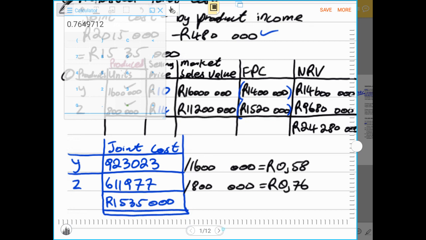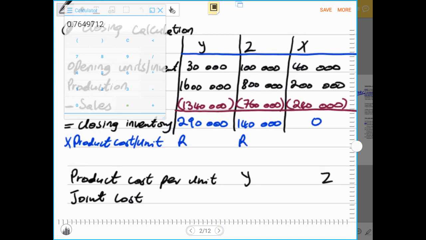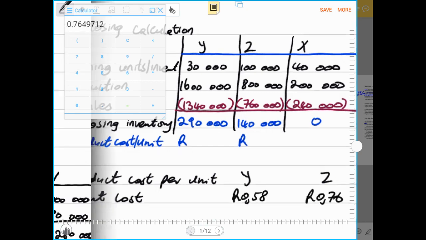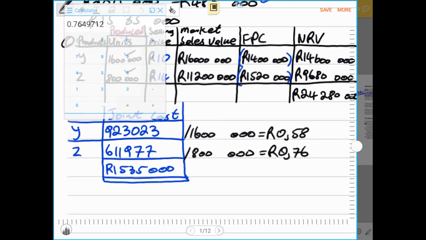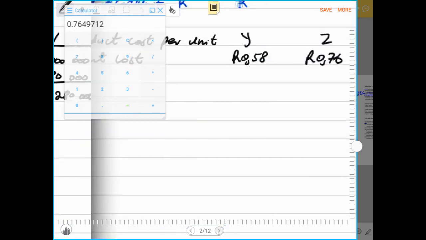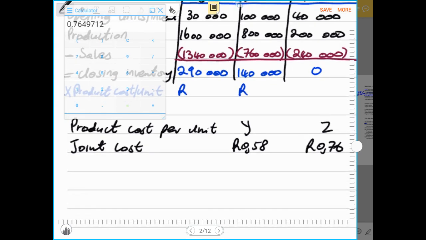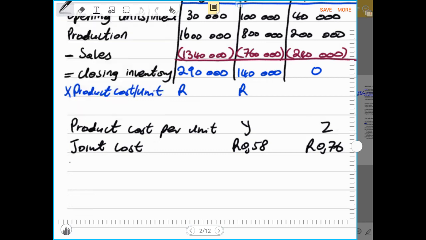So with that, we can go and record this as 0.58 and 0.76. So now these are the joint costs for the two products, product Y and Z. Then now we need to know further processing cost per unit. Further processing cost per liter, because the unit is a liter.